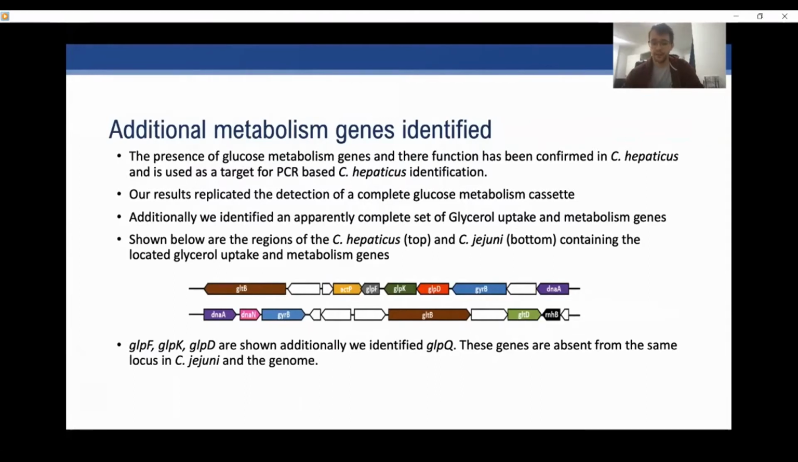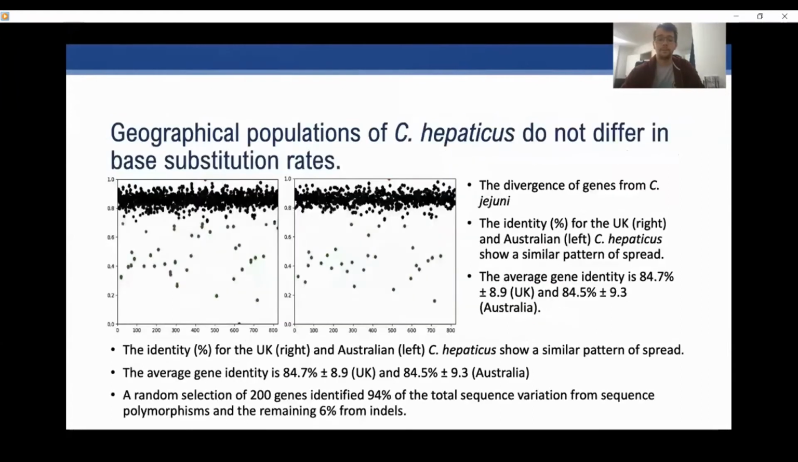So hepaticus strikingly has this GLPF, GLPK, and GLPD cassette of genes, which can allow for the uptake of glycerol and the breakdown of glycerol, and then the entry into the carbon metabolism system. So this might represent another carbon source that C. hepaticus can utilize in the environment additionally to glucose, which might help with its survival, say inside the liver.